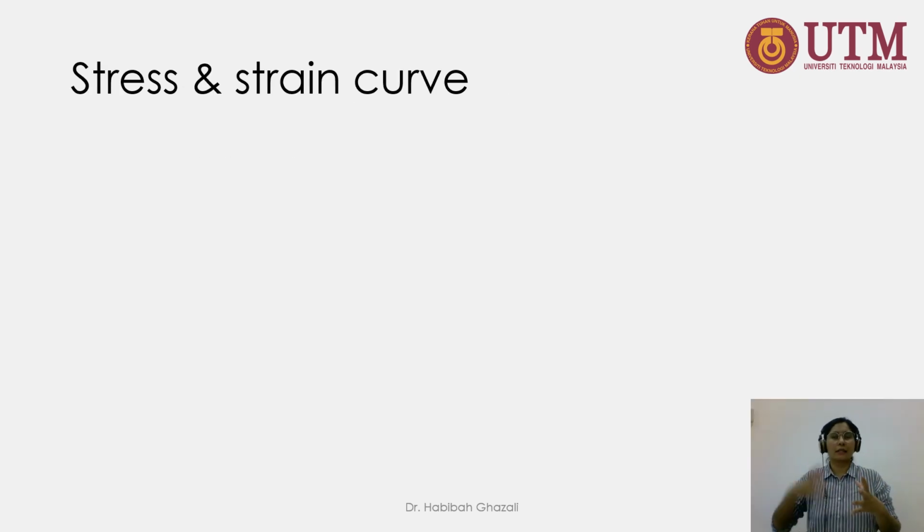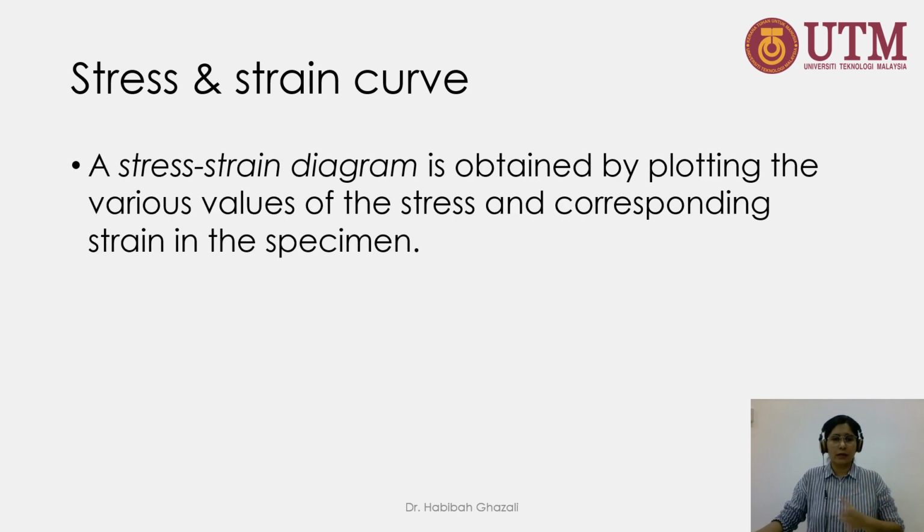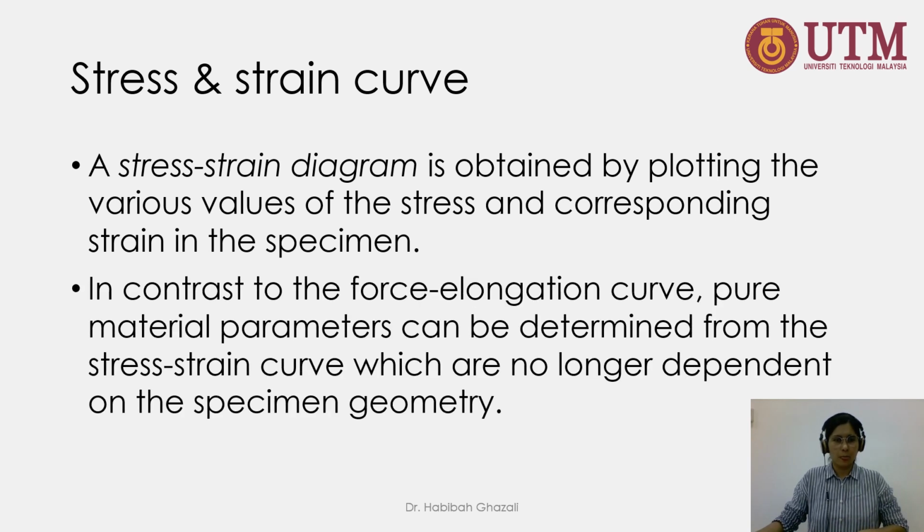The force and displacement data that we obtain from the tensile test can now be converted to a stress and strain curve. We have calculated the initial length and we also have calculated the initial cross-sectional area, and from there we can convert it and plot the stress and strain curve. So a stress and strain diagram is obtained by plotting the various values of stress and corresponding strain in the specimen.